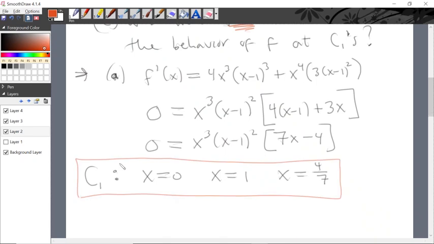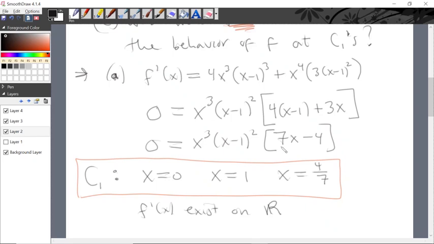In general, we would also want to check to see where the derivative does not exist. So I'll just make a note here for your notes that f prime of x exists on all real numbers, from negative infinity to positive infinity.